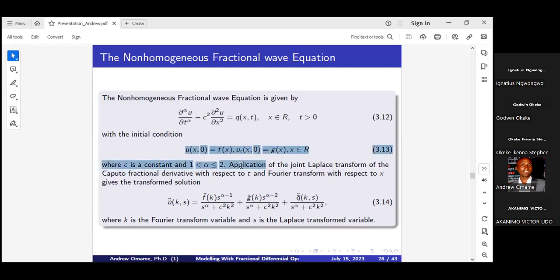Remember, don't forget, these are initial conditions and they are to be used. Use them. When you use them, now when you apply the Laplace transform of the Caputo, and now apply Fourier transform again. Why are you applying Fourier transform? You are applying Fourier transform in X because of this expression. You are applying Laplace transform in T because of this expression. So that's why the double transform is important.